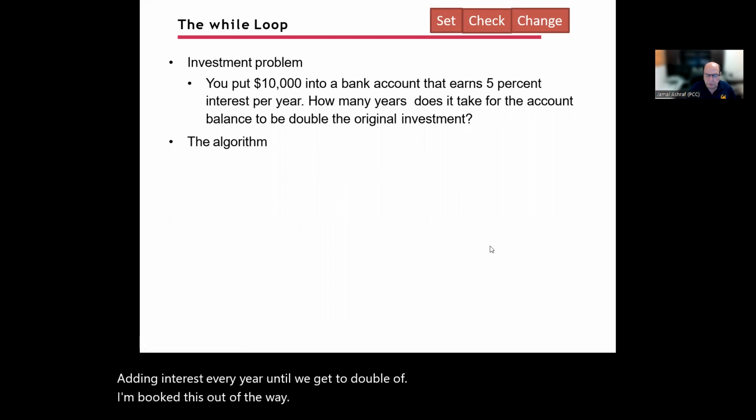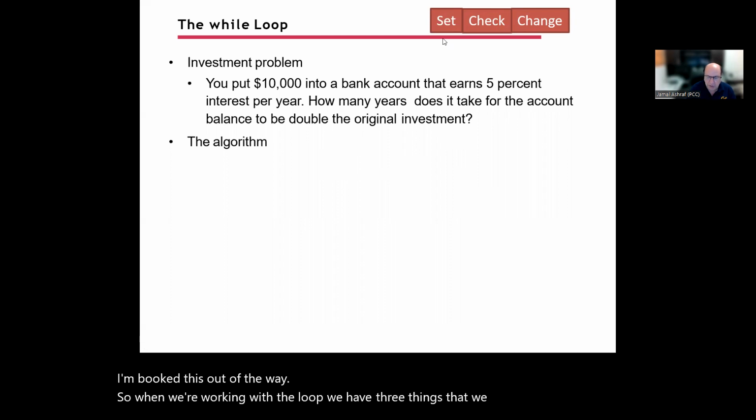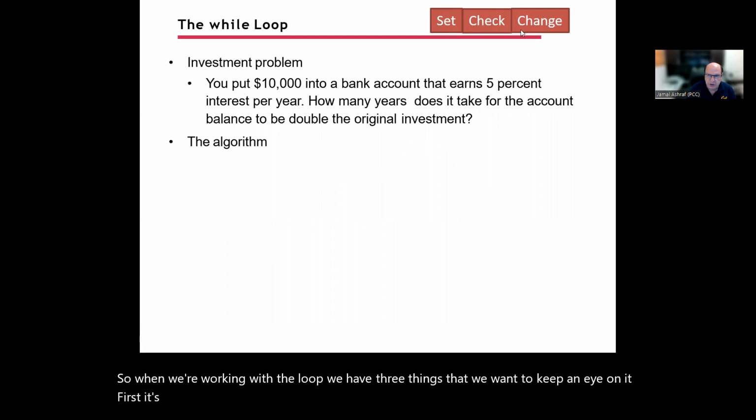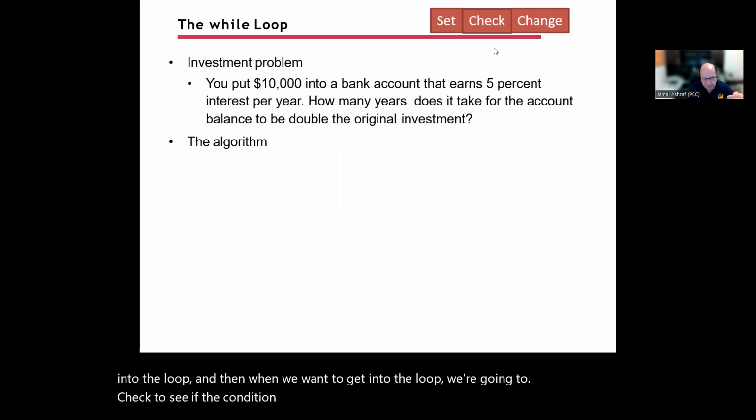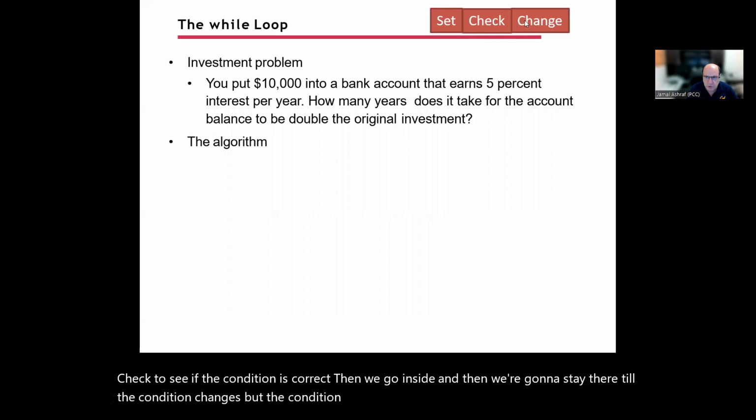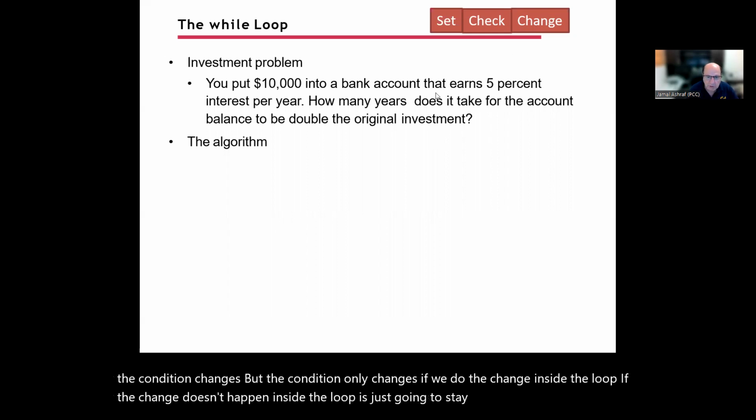Okay, so when we're working with a loop, we have three things that we want to keep an eye on. First is set, then check, then change. That means we have to set something before we get into the loop. Then when we want to get into the loop, we check to see if the condition is correct. Then we go inside, and we're going to stay there till the condition changes. But the condition only changes if we do the change inside the loop. If the change doesn't happen inside the loop, it's just going to stay there forever.